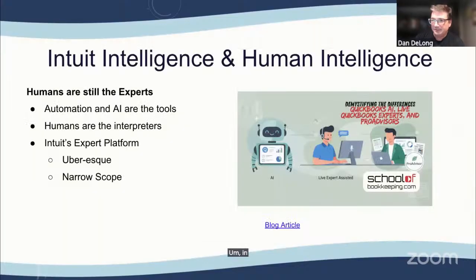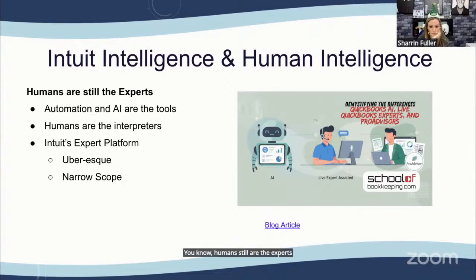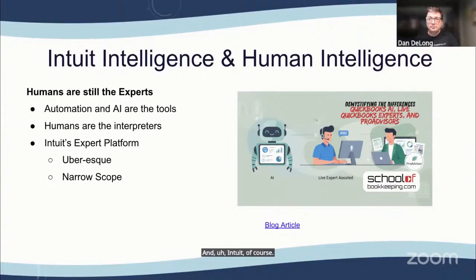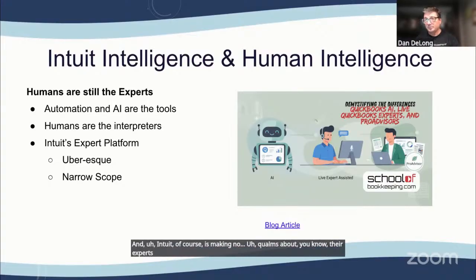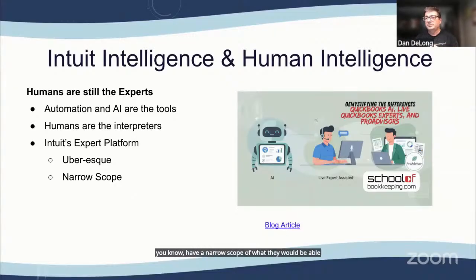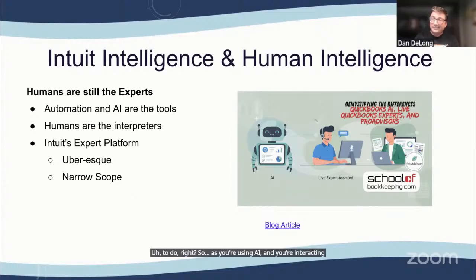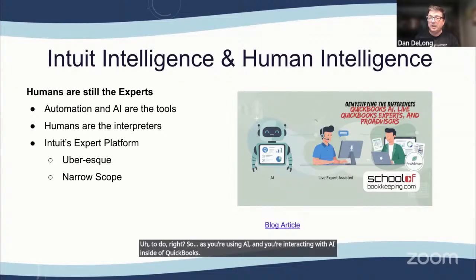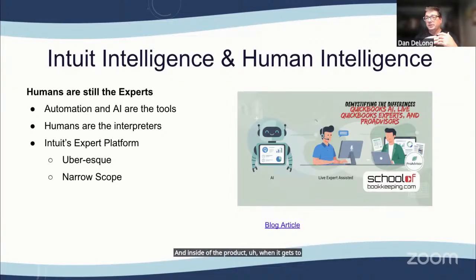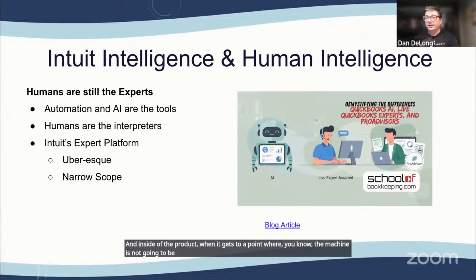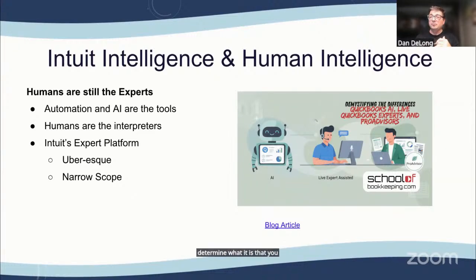In the article or the slides here, I do have a link to an article, because humans still are the experts at this, and Intuit, of course, is making no qualms about it: their experts are the experts, but they also have a narrow scope of what they would be able to do, right? So as you're using AI and interacting with AI inside of QuickBooks and inside of the product, when it gets to a point where the machine is not going to be able to determine what it is that you need, it will recommend an expert.